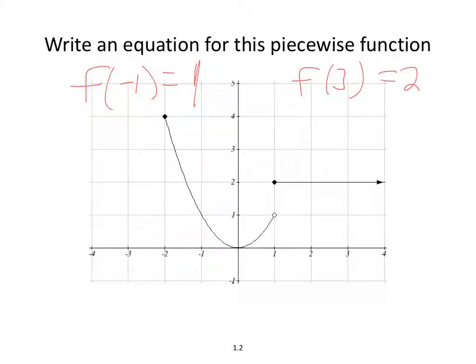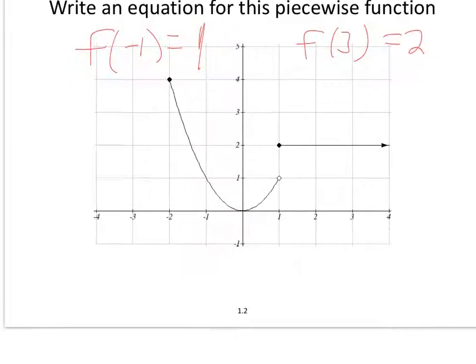Now if I had to write an equation for this, on this end of it here, I'm seeing a parabola, which is x squared. And it looks like it's just plain old x squared. So let's write it here. Let's move this up if it'll let me.